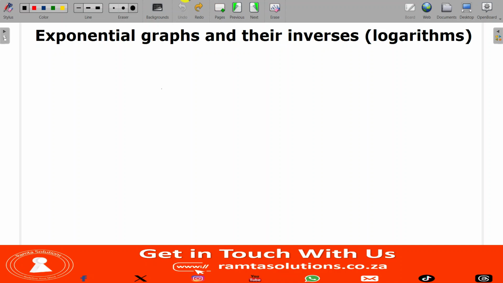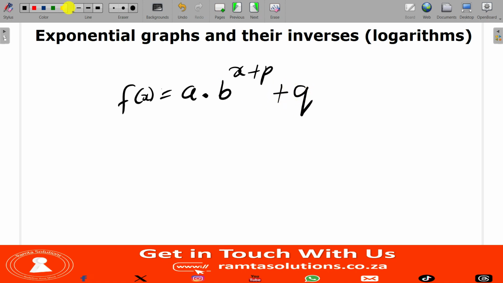Today, we are looking at the exponential graphs and their inverses, which we call logarithms. Without any waste of time, let's remind you what your exponential graphs look like. They come in the form f of x equals a times b to the power x plus p, plus q. Now we're going to explain what some of these parameters mean.